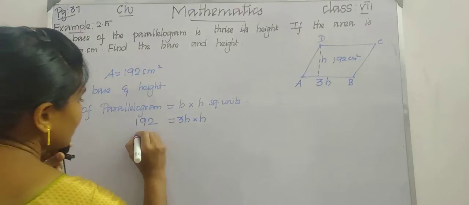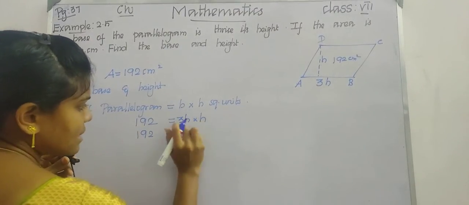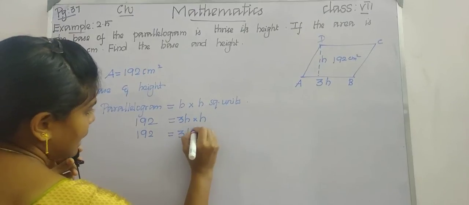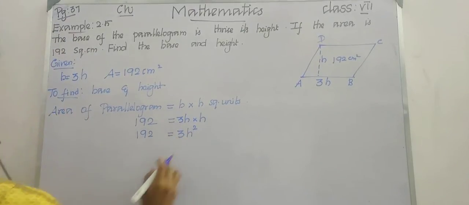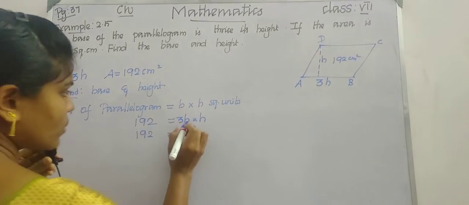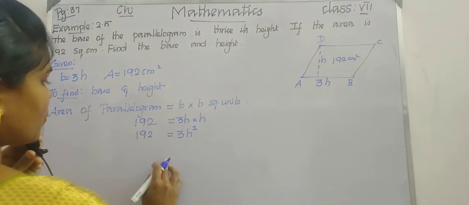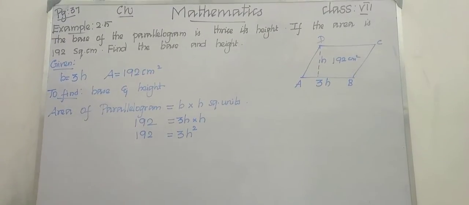We got 192 equal to 3 into H times H, right? So we can put H squared: 3H squared. Is it clear? 3 is here, and we are having H two times, so we can put H squared. We can also put H into H, no problem. Now what we can do?